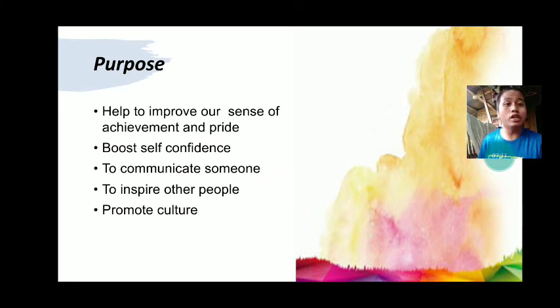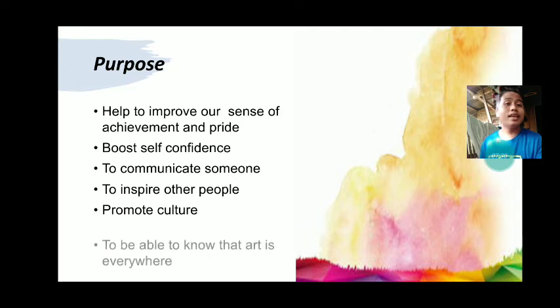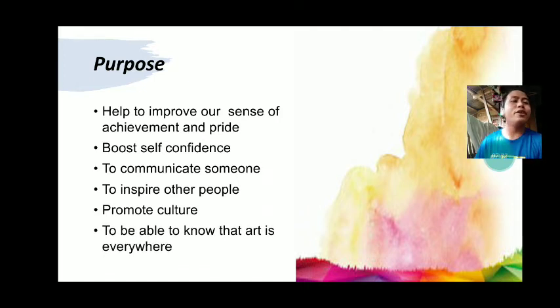How does culture appeal? Culture will never be a culture without arts. They are partners, because art existed in the past. And in the culture of long ago, art is there: you're dancing, writing, drawing, painting. And that explains why. Then, to be able to know that art is everywhere.